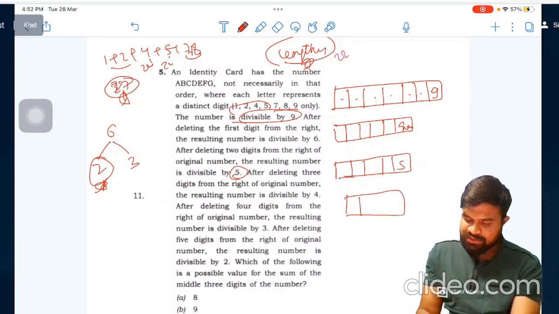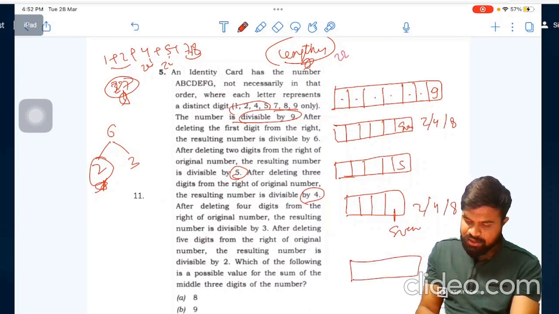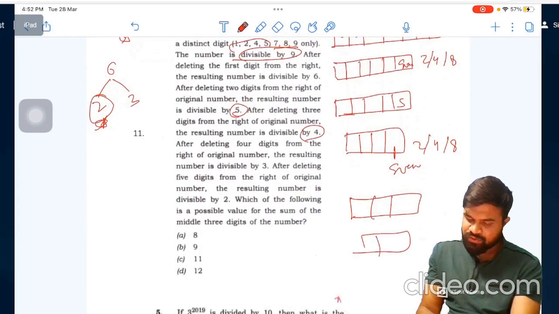And now for the last 4 digits, the number is again divisible by 4. Therefore, the last 2 digits should be divisible by 4, and this digit should be even, which in this case are 2, 4, and 8. We are not sure about the number being divisible by 3, but the last two numbers are divisible by 2. That means this digit is also even, that is 2, 4, and 8.